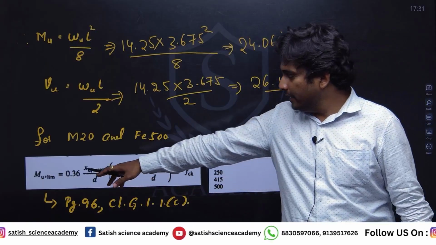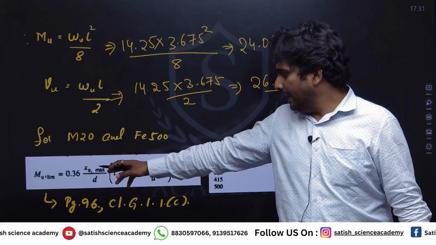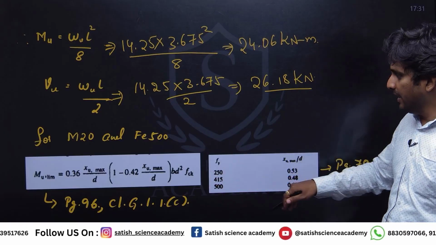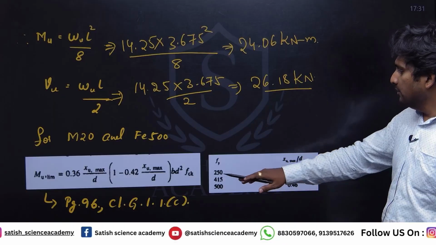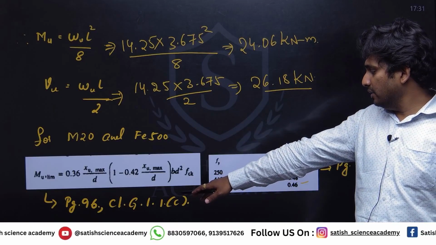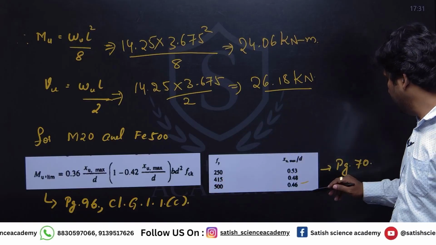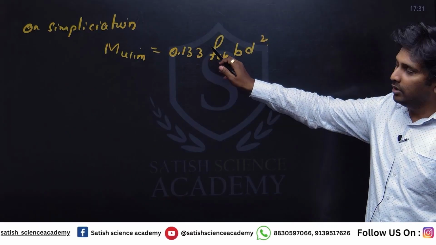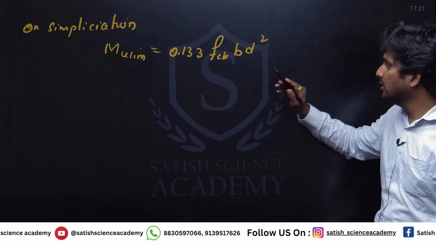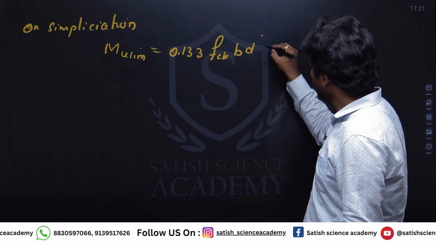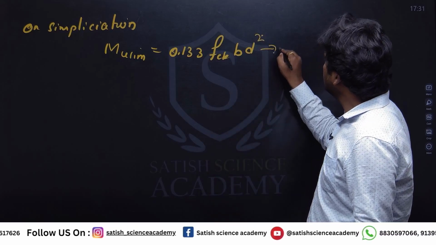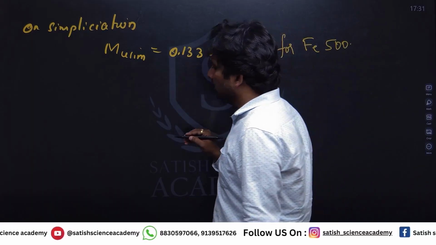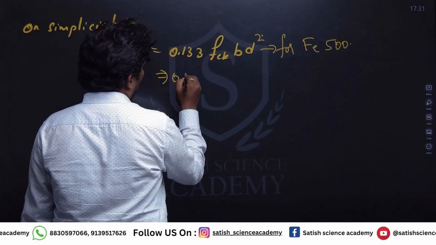Now you require to find out the maximum limit. Maximum limit is given by this equation. On simplifying, Xu max by d ratio is 0.46 for Fe 500, because the grade of steel here is 500. It is given on page number 96, clause number G-1.1(c). When you substitute and simplify this equation, you get the equation Mu limit equal to 0.133 fck bd square. This is for Fe 500.